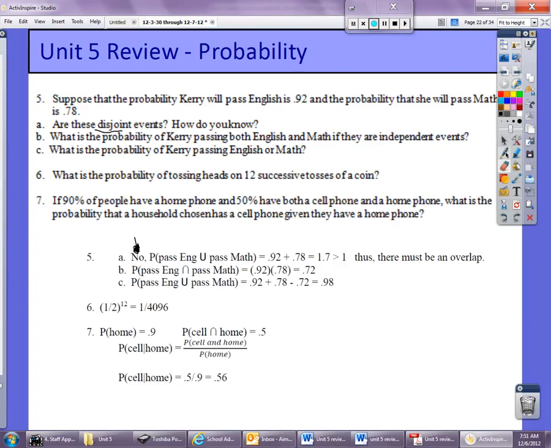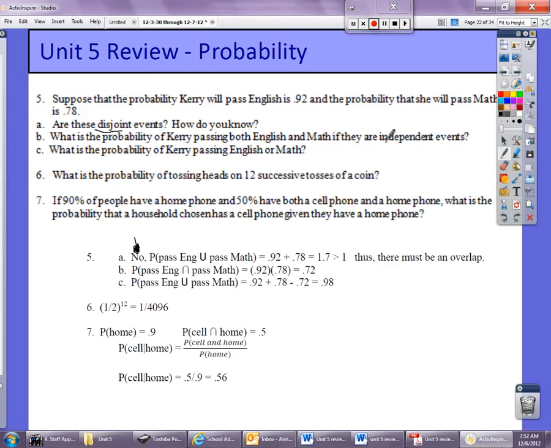Well, this is another way you could do it, I suppose. If you add them both together, you'll find that you have a probability that is greater than 1, which is 1.7. So if that's the case, then you know that there's going to be an overlap. You could also calculate the probability of the intersection of the two in order to find out what exactly there is in that intersection.